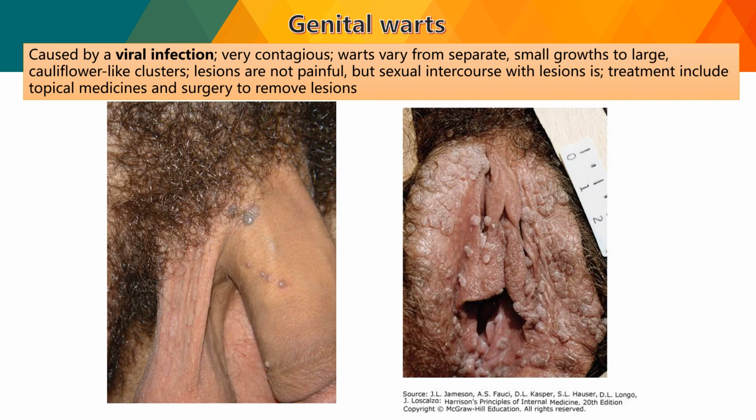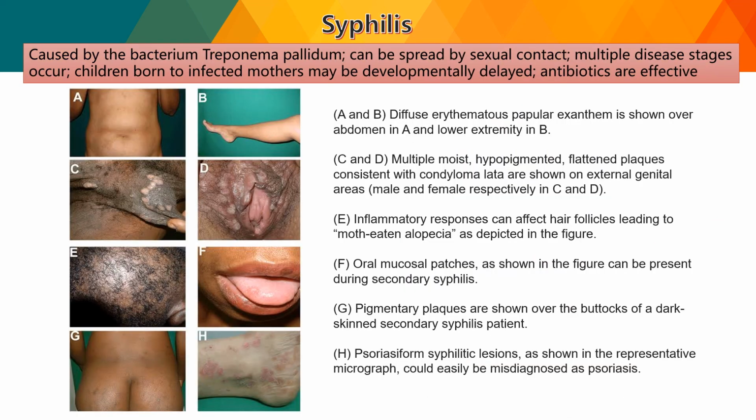Okay? And then syphilis. So, this is caused by the bacterium Treponema pallidum. It can be spread by sexual contact. Multiple disease stages occur. Children born to infected mothers may be developmentally delayed and antibiotics are effective. So in here, you will see that there can be different manifestations in a patient with syphilis.